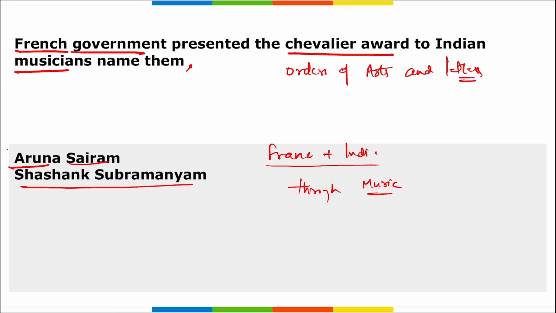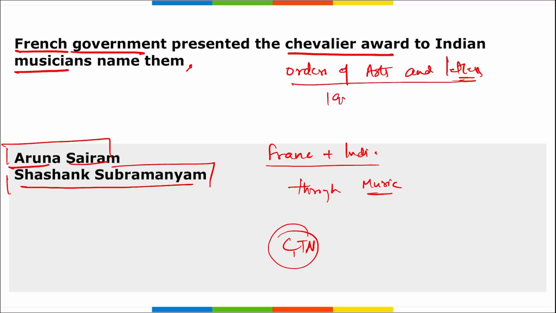Shashank Subramaniam, right? They both are musicians and they were awarded this Order of Arts and Letters, that is the Chevalier Award, presented to them by the French government in Chennai, Tamil Nadu. Right, if we talk about this Order of Arts and Letters, it was established in 1957, correct? And it is the most significant art specific honor given by the government of France.